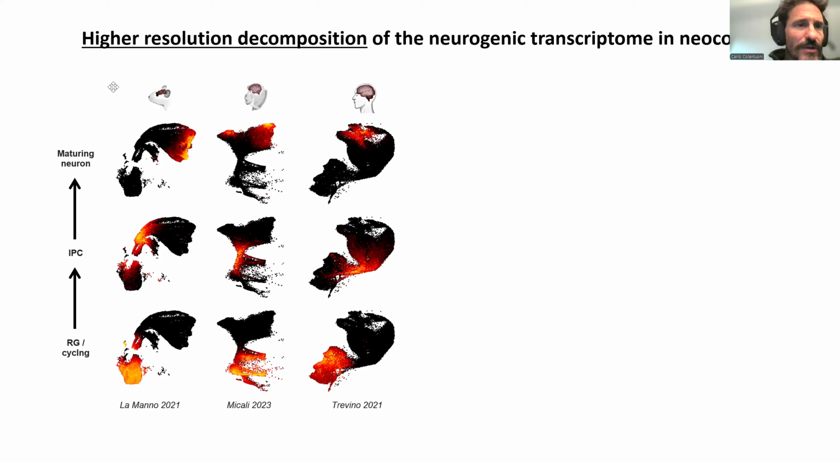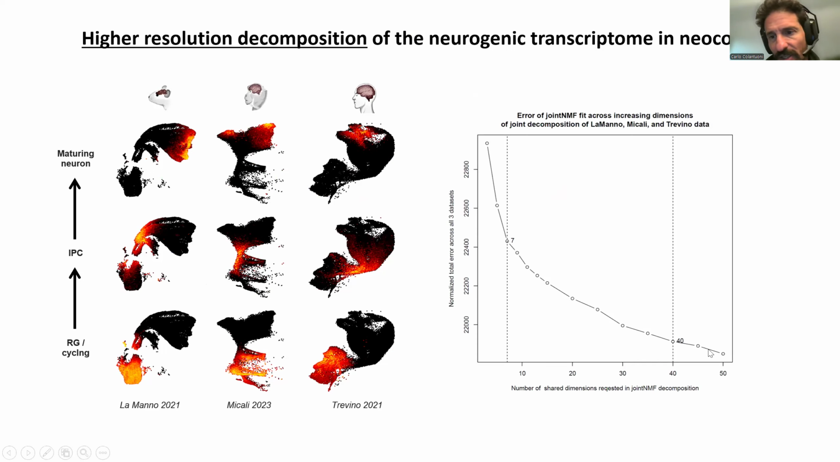Okay, so that was a low resolution decomposition. The pattern we were looking at was one of 7. That means 7 transcriptome programs whose mission it was to explain all of the dynamics in neocortical neurogenesis across these 3 species. We're trying to pick out signals that are common across them. And so what we did is go from this coarse resolution decomposition, using the same 3 data sets, and ask now for 40 instead of 7 patterns.